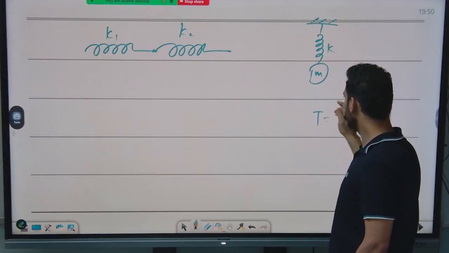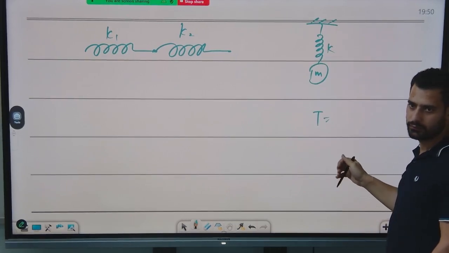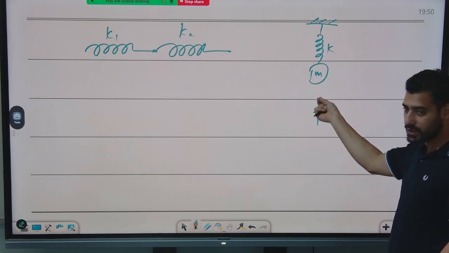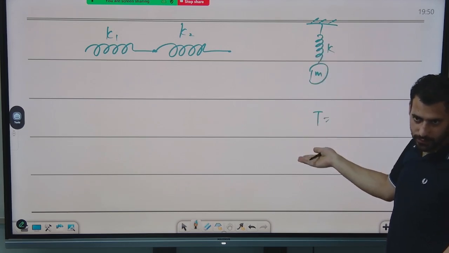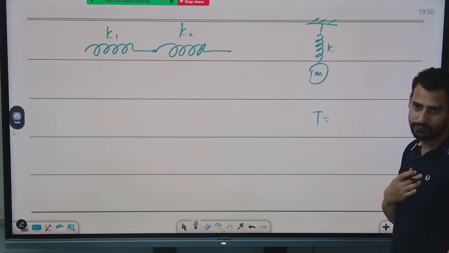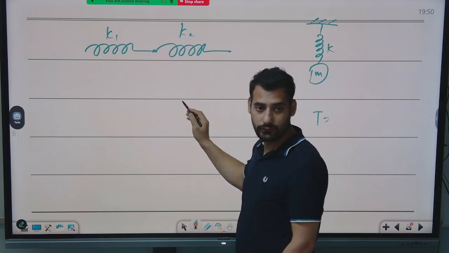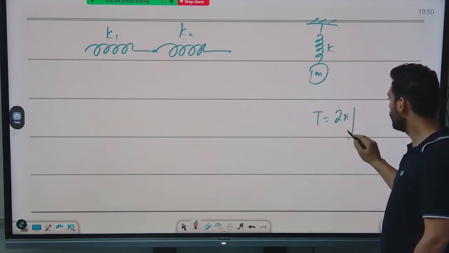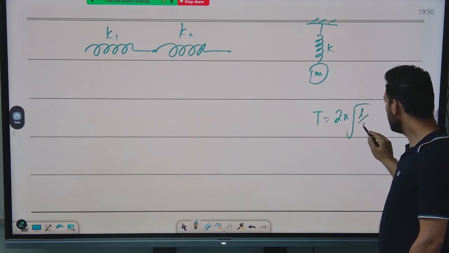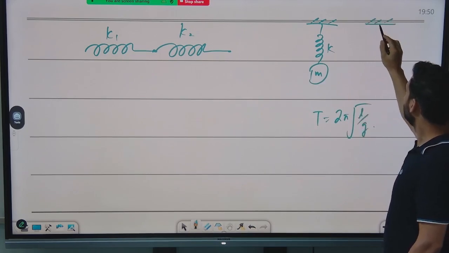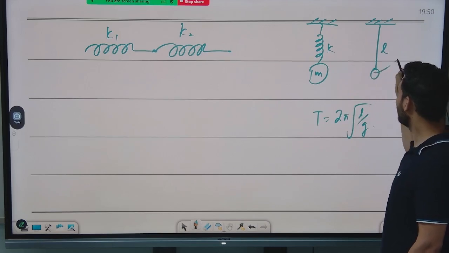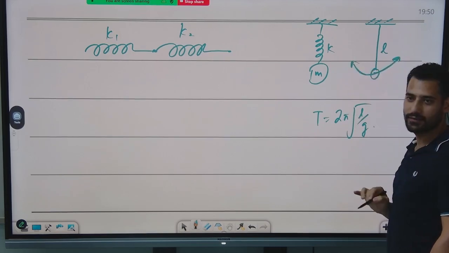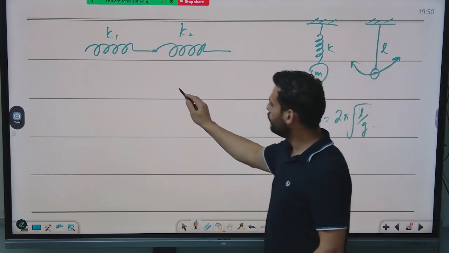What is the time period of oscillation if you just stretch it? What will happen if you just stretch it? It will come down and then it will go and then. Isn't it? My question is, what is the time period of oscillation? 2 pi root L by g. For this, there is a restoring force, isn't it?